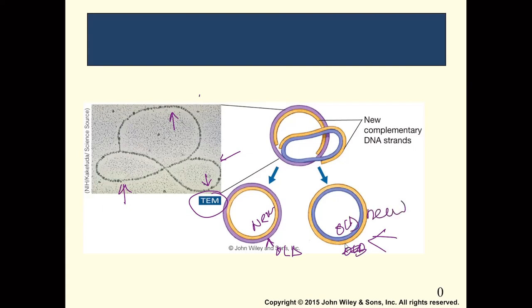Now the big difference right here in replication is that this is circular. When we have replication in eukaryotes, they're linear. So you're just copying, but in prokaryotes it's going to be a ring, a circle.